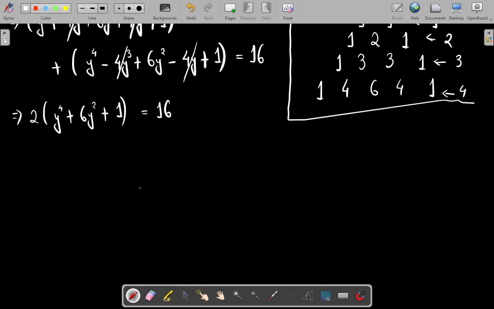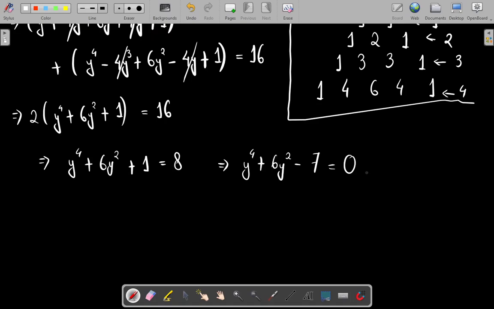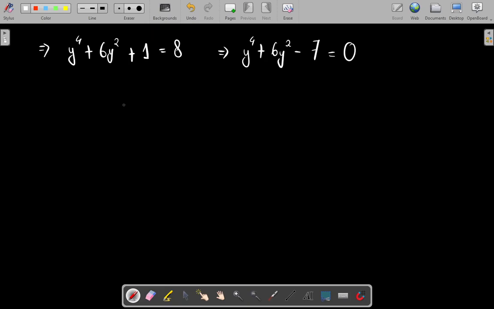Okay, so on simplifying, if we divide both sides by 2, we get y to the power 4 plus 6y square plus 1 is equal to 8, right? So if we take all the constants to the left hand side, we get y to the power 4 plus 6y square minus 7 equal to 0. Okay, so this now becomes a quadratic in terms of y square, right? This can be written as (y square) whole square plus 6 times y square minus 7 equal to 0, right? So this is a quadratic in y square.